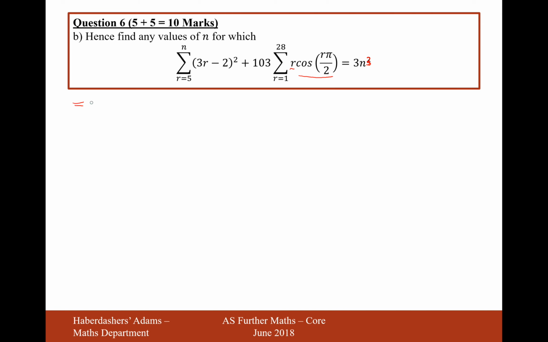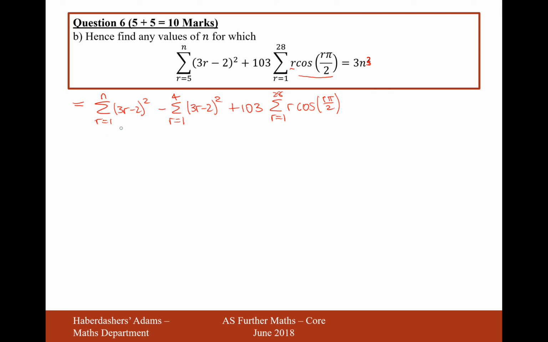So I think what we'll do here is we'll start by splitting up the first bit into r equals 1 to n of the summation that we've just found. And then we'll subtract the summation from r equals 1 up to 4 of the thing we've just found. So that will now give us just the sum from 5 up to n. And then we'll have to sort this thing out at the end as well. So we'll have a think about that in a second. But first of all, it's cos r pi by 2.